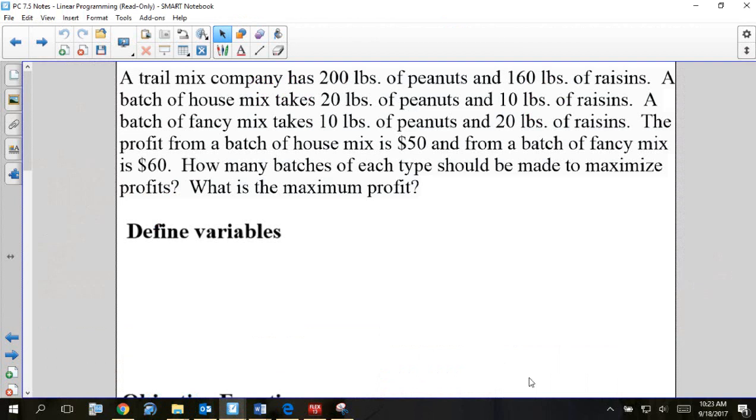The store has 200 pounds of peanuts and 160 pounds of raisins. A batch of house mix takes 20 pounds of peanuts and 10 pounds of raisins. A batch of fancy mix takes 10 pounds of peanuts and 20 pounds of raisins. The profit from a batch of house mix is $50, and from a batch of fancy mix is $60. How many batches of each type should be made to maximize profits, and what is the maximum profit?